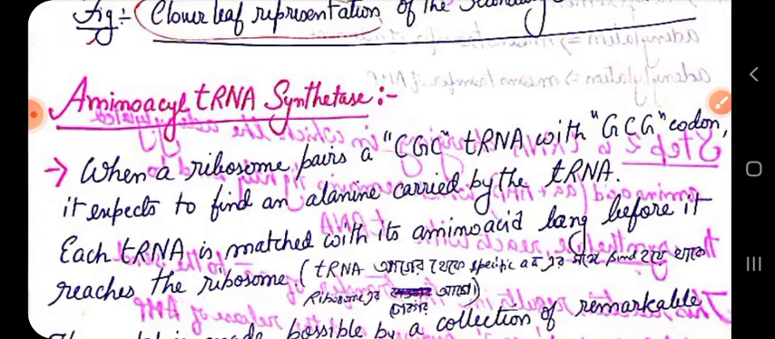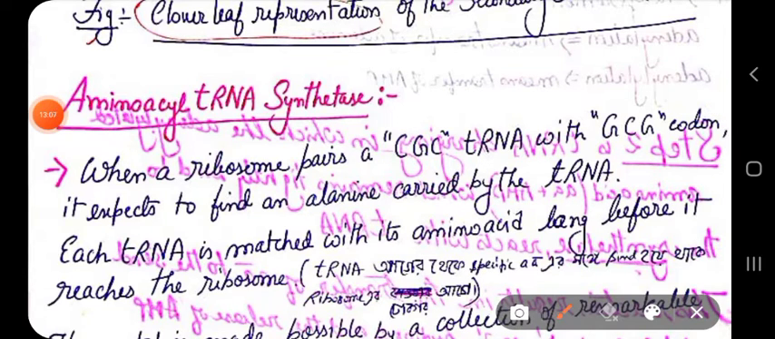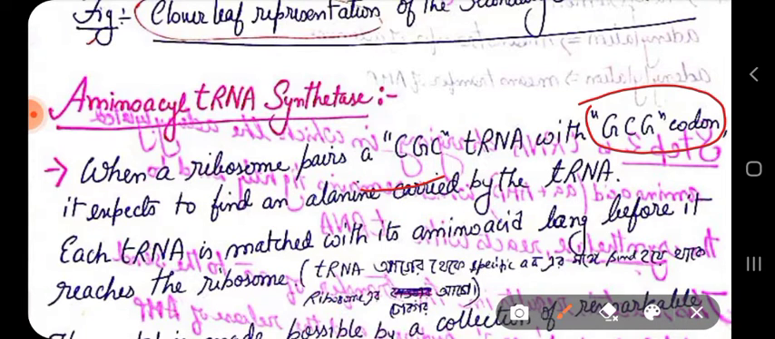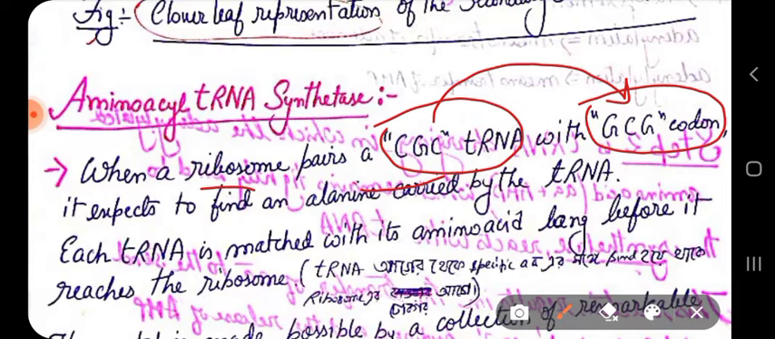Suppose the ribosome is translating a particular mRNA, and the ribosome encounters a region of the mRNA that has a GCG codon. So definitely the ribosome will allow a CGC tRNA to come and interact with the GCG codon. That means the anticodon sequence of the tRNA will have CGC that will base pair with the GCG codon region of the mRNA.